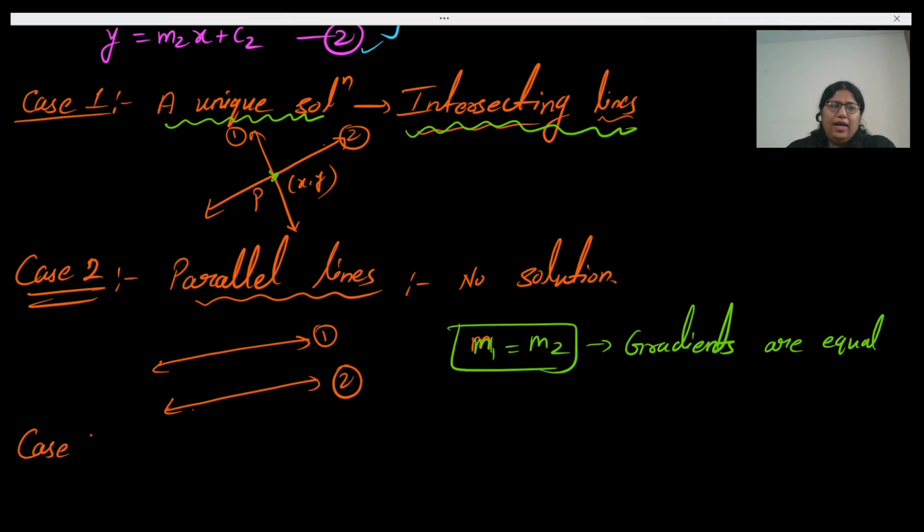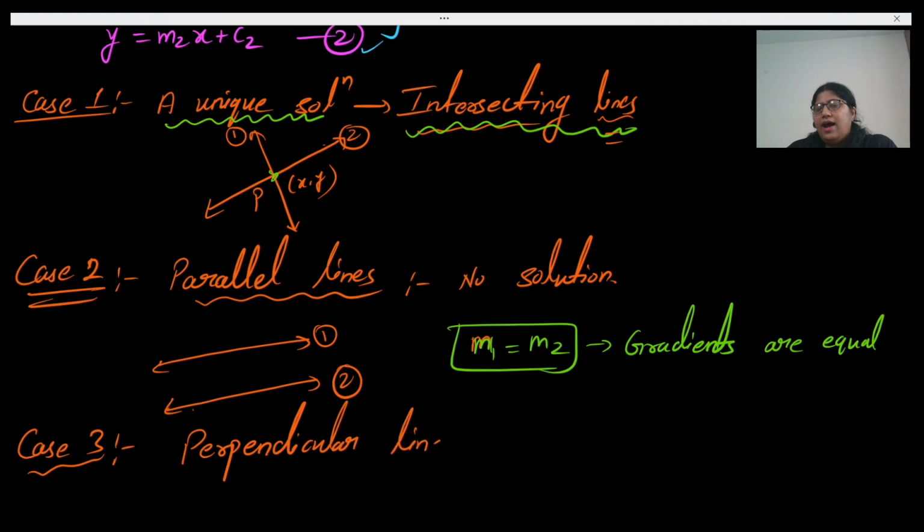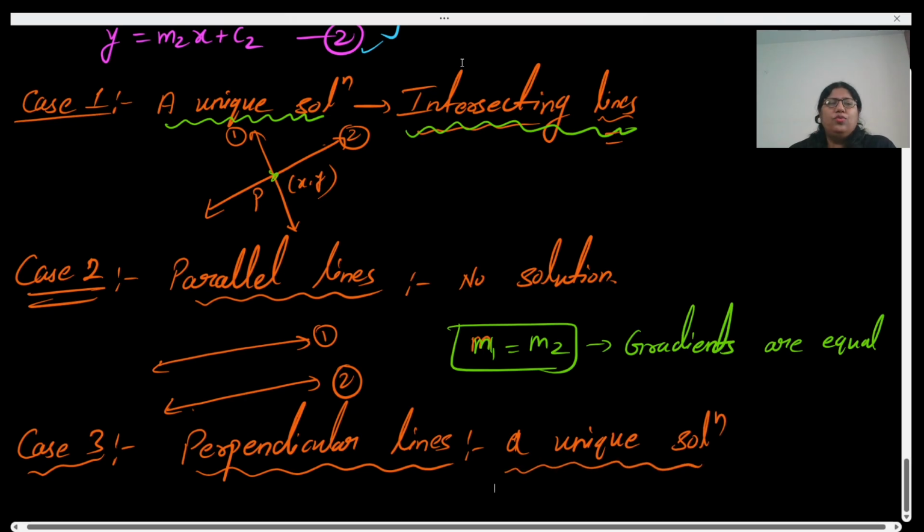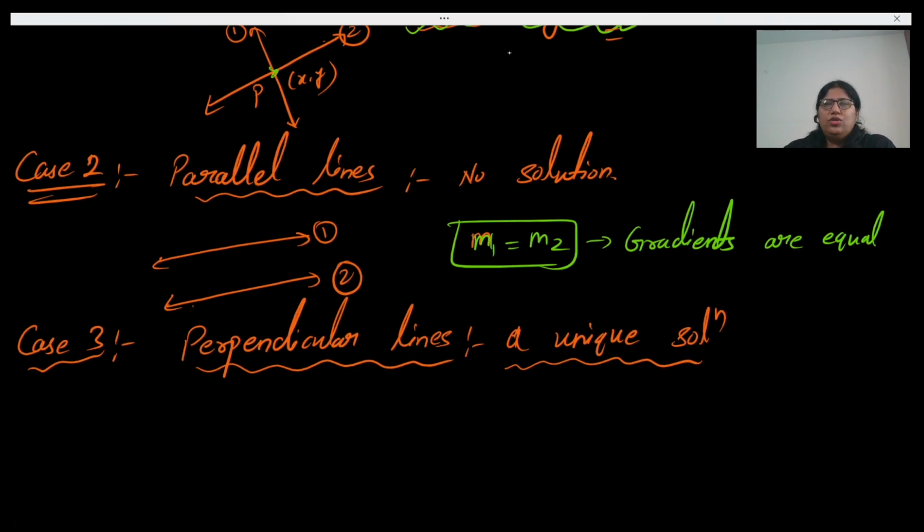So what could be the third case you are getting here? Now case 3 is again going to be a unique solution. See, the first case was intersecting lines, but you know that all perpendicular lines are intersecting lines at 90 degrees. So perpendicular lines also will have a unique solution, and their point of intersection is going to be their unique solution, which is going to satisfy both the equations. So here also they are intersecting, but they are intersecting at 90 degrees.